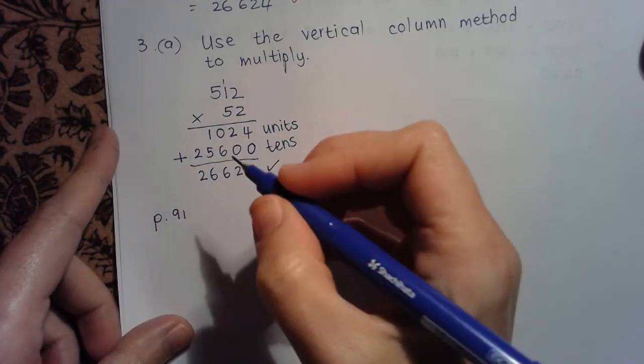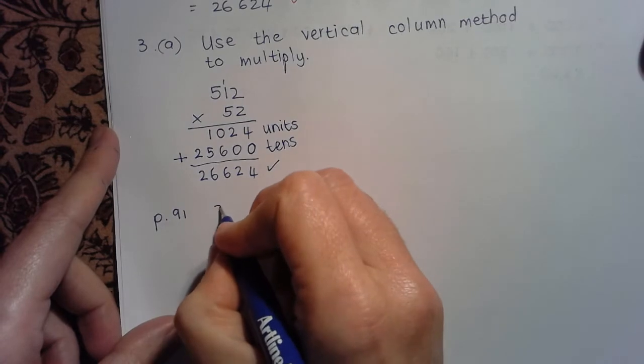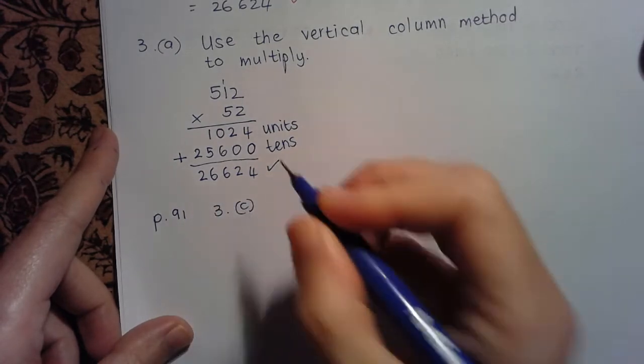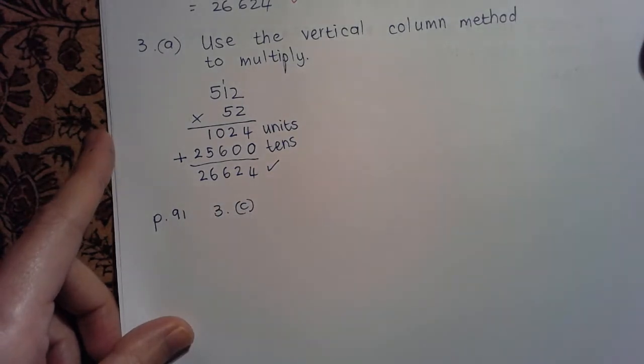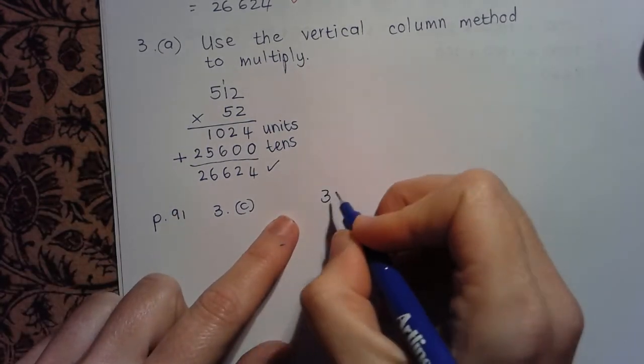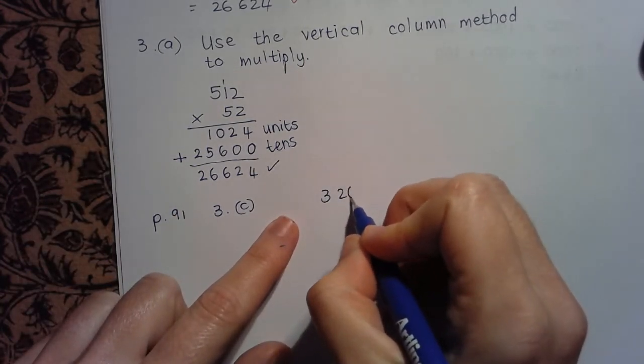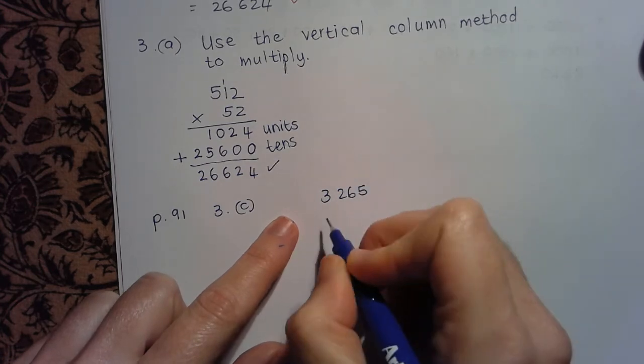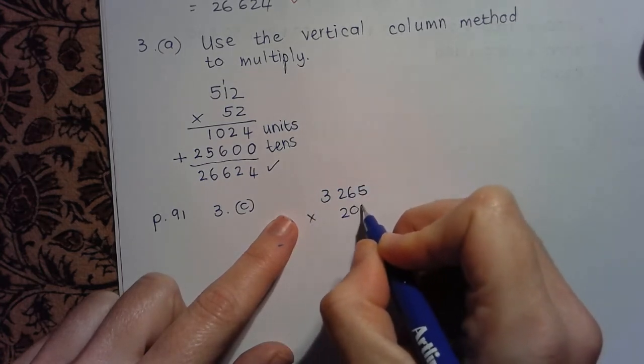Right, and then lastly, I want to go to page 91. You also have to do a vertical column method there. I'm going to look at number 3C. So take your book and turn to page 91. Number 3C goes like this. It's 3,265 times 207.